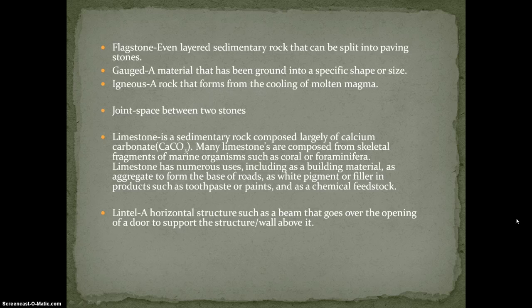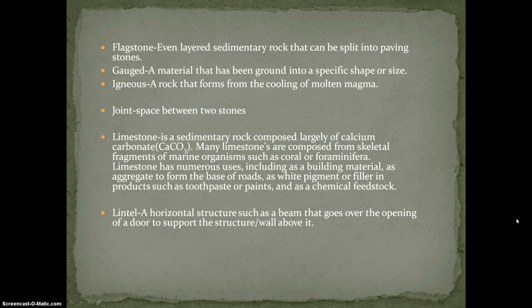Igneous is a rock that forms from the cooling of molten magma. Joint is the space between two stones. And then limestone is a sedimentary rock composed largely of calcium carbonate. Many limestones are composed from skeletal fragments of marine organisms such as coral or foraminifera.